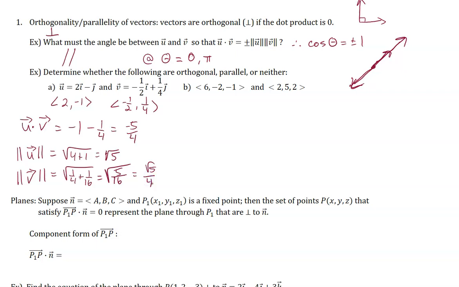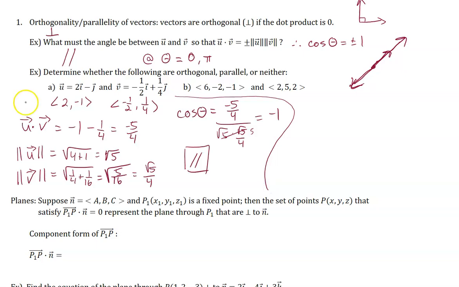Using our equation, cosine of theta is equal to the dot product divided by these two magnitudes. So -5/4 divided by √5 times √5/4, which is just 5/4. -5/4 divided by 5/4 is -1. Therefore, these two vectors are parallel. Go ahead and try part B: pause it, try part B, and then hit play and see if you get the same thing I do.